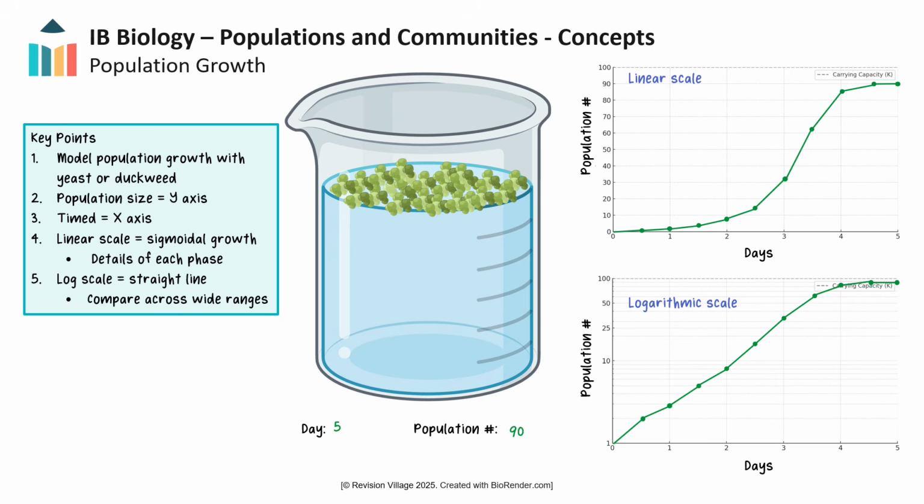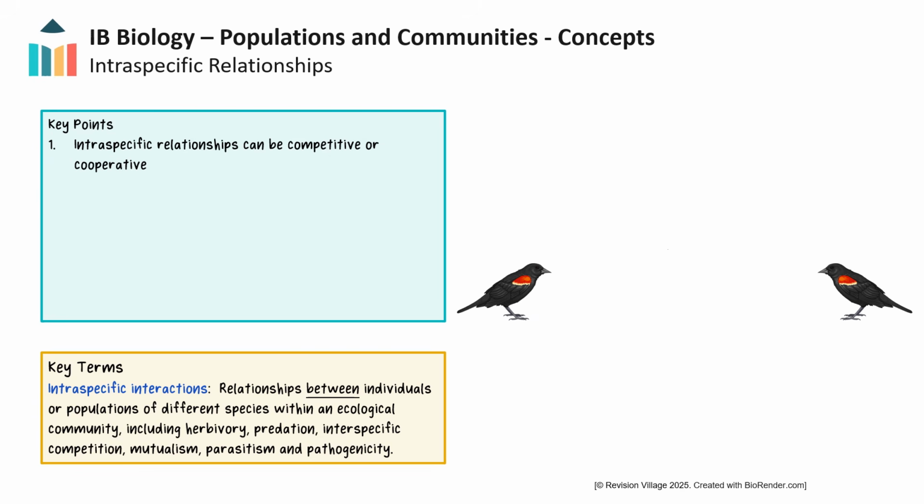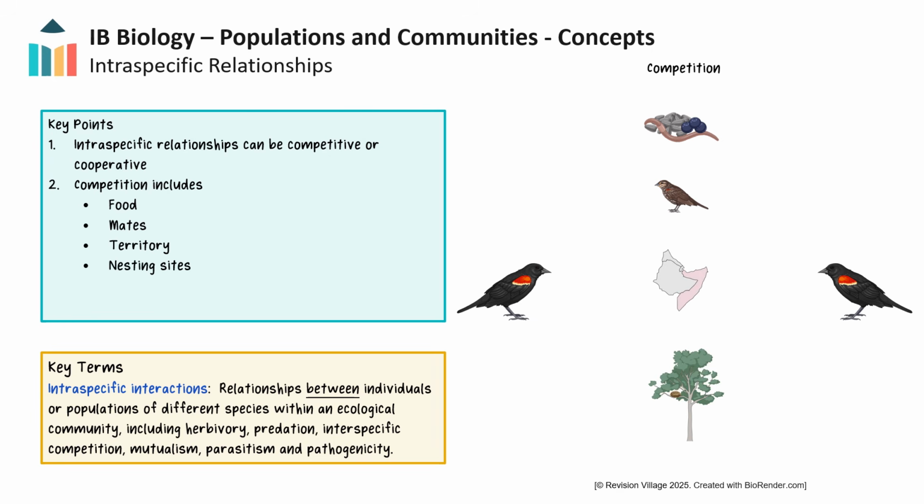A linear scale makes the finer details of each phase easier to see, while a log scale aids comparison against wide ranges. Intraspecific relationships, or interactions within a species, include both competition and cooperation. Individuals may compete for food, mates, territory, or nesting sites, and this competition can drive natural selection. Cooperation also occurs, for example, wolves that hunt in coordinated packs.